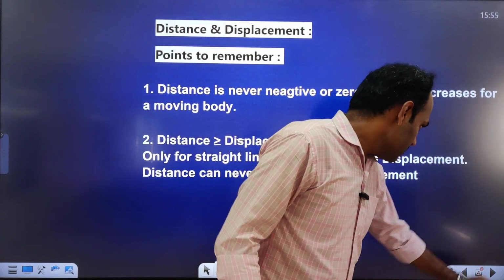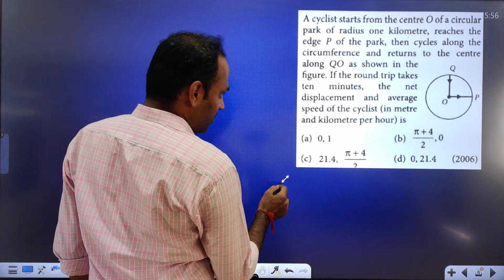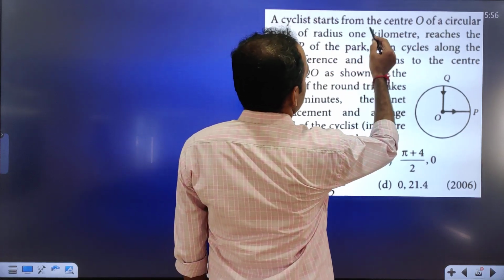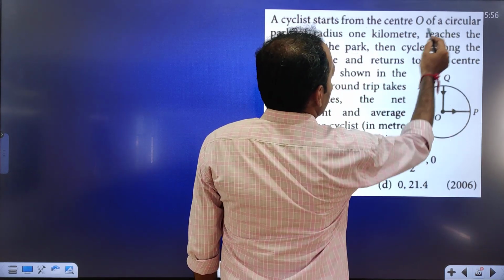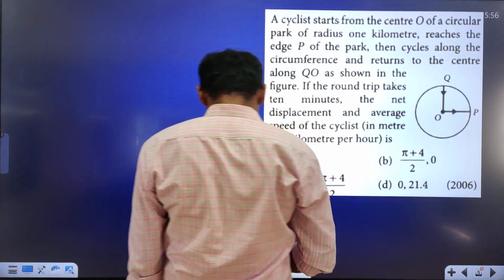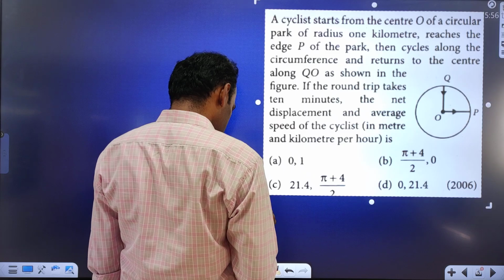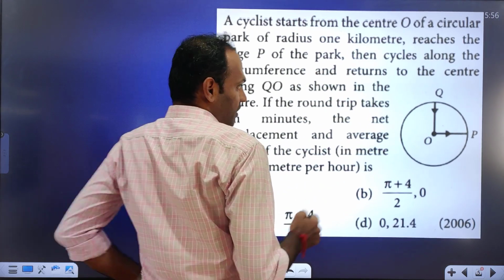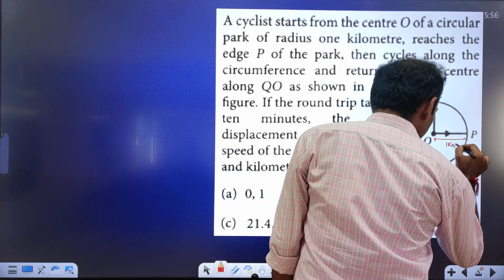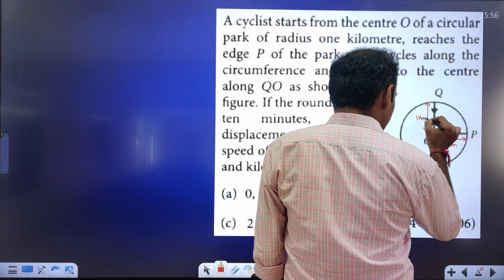Okay, next we'll go for some objectives on this concept. This is a KCET question, a previous year question. A cyclist starts from the center O of a circular park of radius 1 kilometer. The radius is given as 1 kilometer. It means this is 1 kilometer, and if this is 1 kilometer, then this will also be 1 kilometer only.